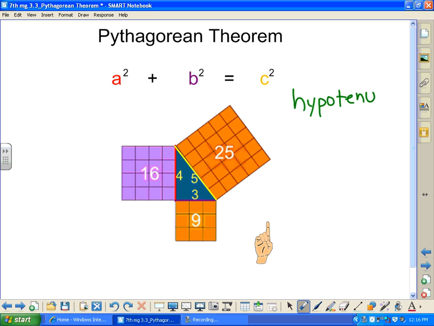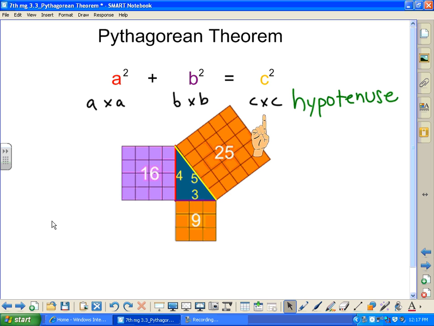Hypotenuse. The hypotenuse is the longest side of a right triangle, and that is the side that is always assigned as the C in this formula, a squared plus b squared equals c squared. Remember, the squared means it's an exponent. It means basically a times a. And this obviously means b times b. And this here, c squared, obviously means c times c.